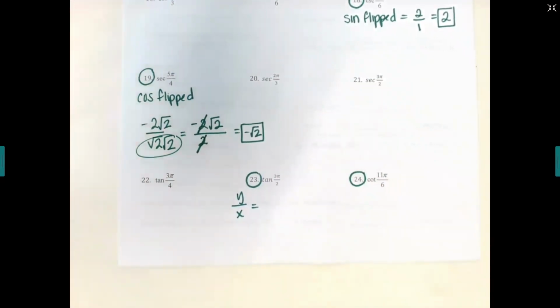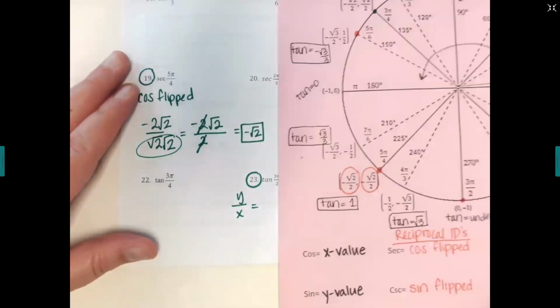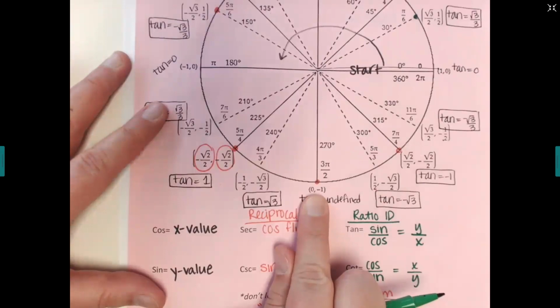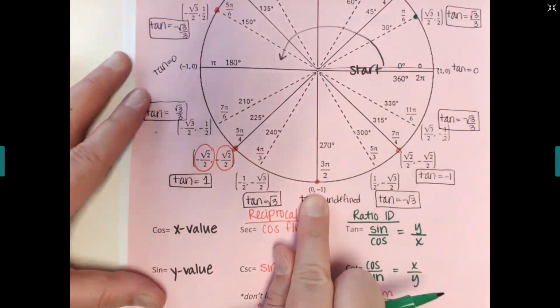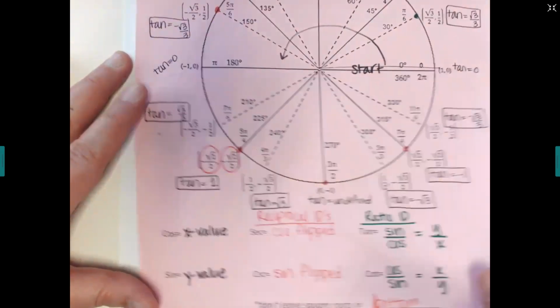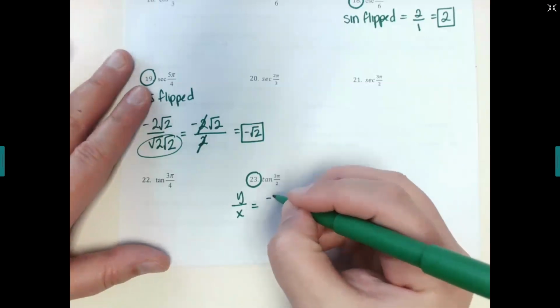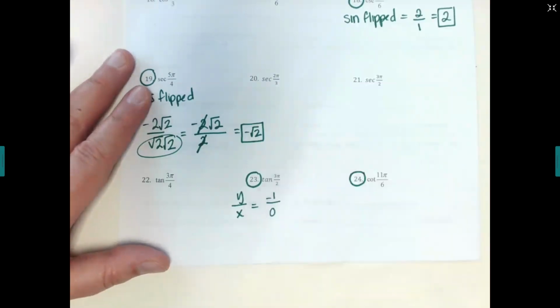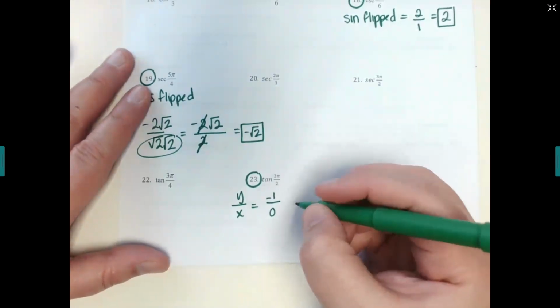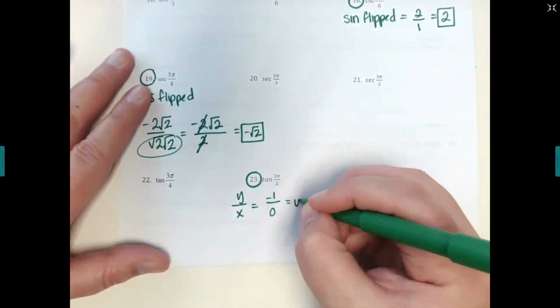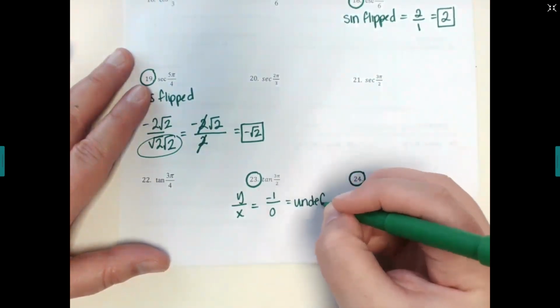So I want 3 pi halves. Where could I find 3 pi halves on the circle? Okay, the bottom is correct. And at 3 pi halves, what is the y value? -1 over the x value is 0. Can I divide -1 by 0? No, you can't get a 0 on the bottom, so it's undefined.